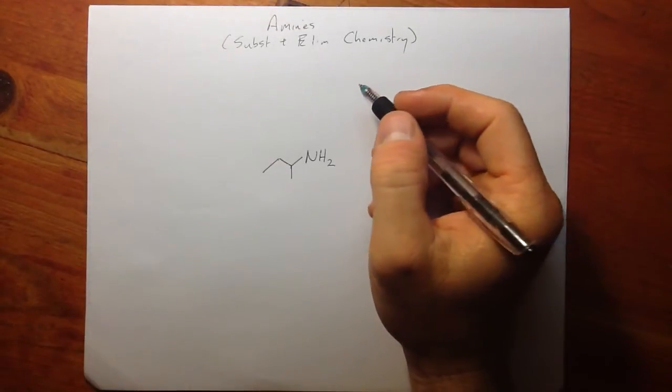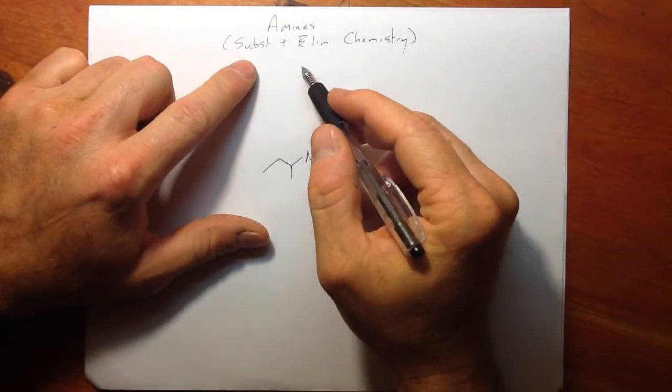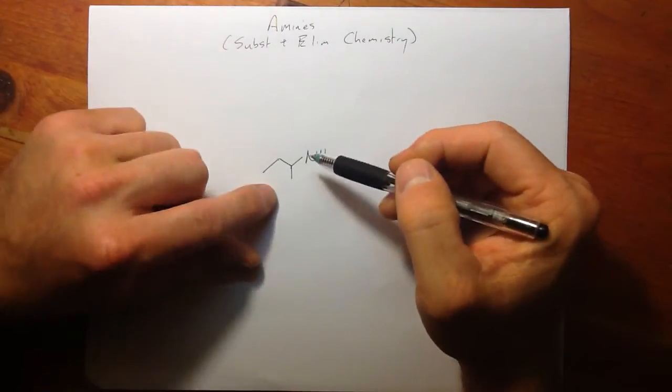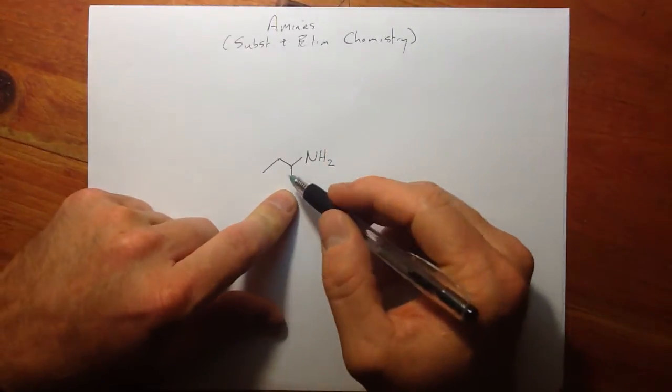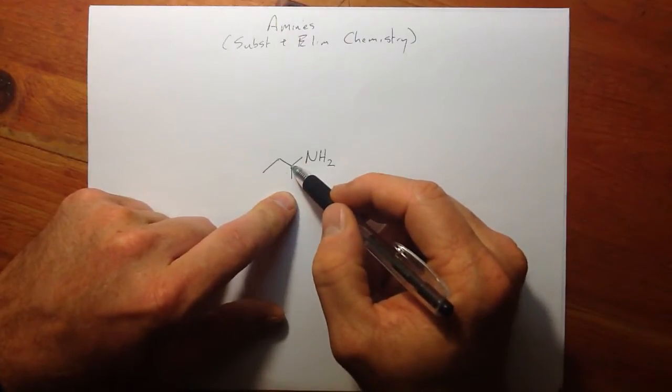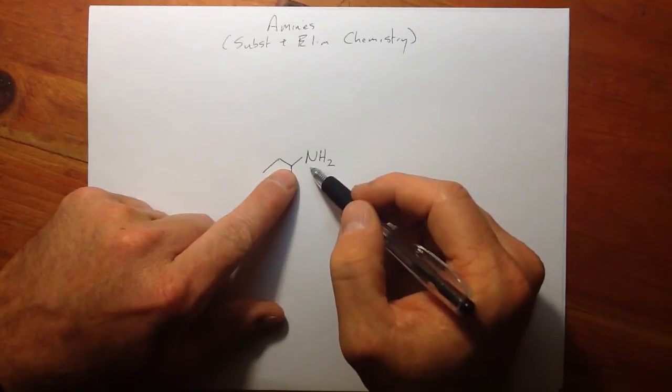This short video just discusses the substitution and elimination chemistry of amines. Below here is a structure, sec-butylamine. We have a butyl group through a secondary carbon connected in a single bond to a nitrogen.